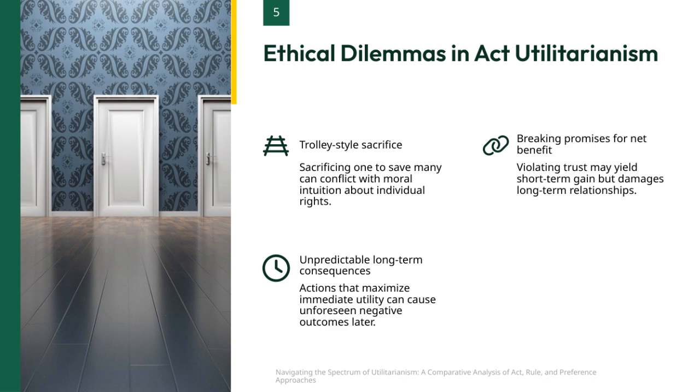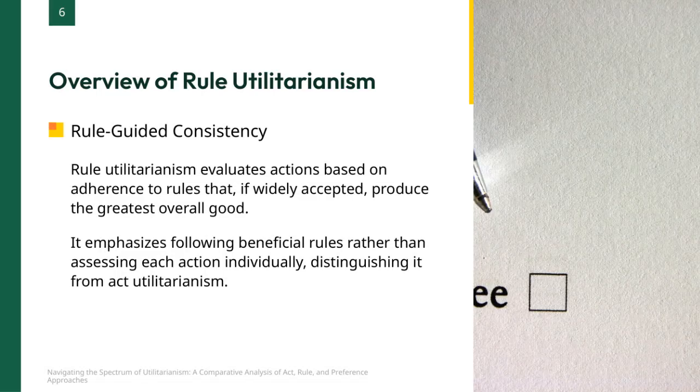Here, we're looking at rule utilitarianism, which focuses on following rules that are designed to create the greatest overall good when generally accepted and practiced. Instead of judging each individual action on its own consequences, this approach emphasizes the importance of consistency by relying on established rules that benefit everyone. This makes it different from act utilitarianism, where each action is evaluated separately. The key idea is that sticking to these beneficial rules leads to better outcomes in the long run.